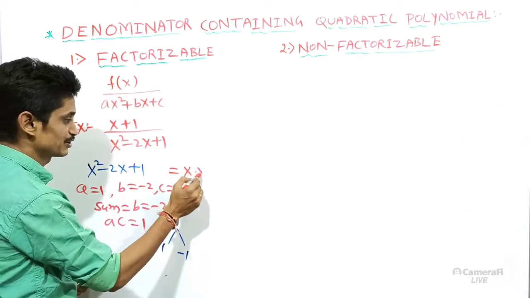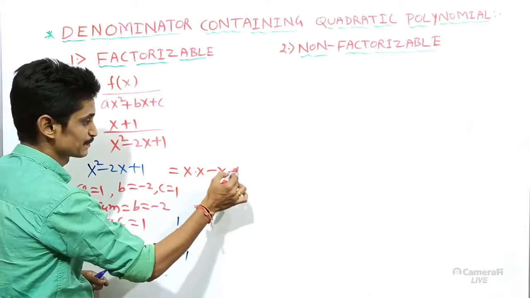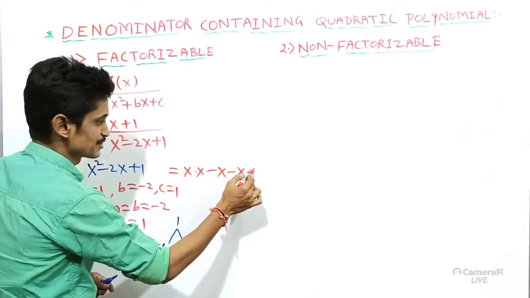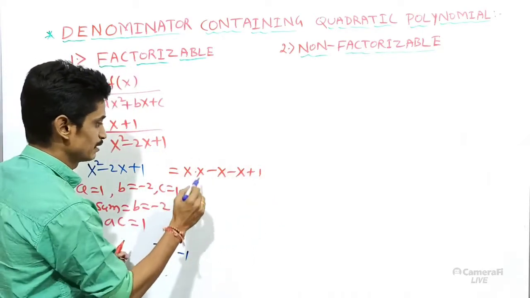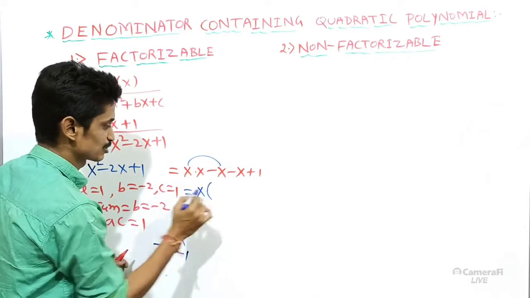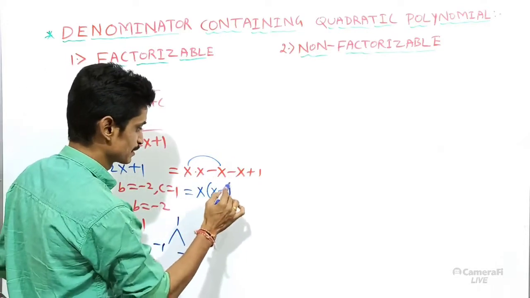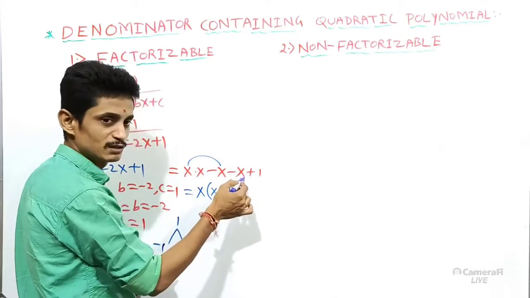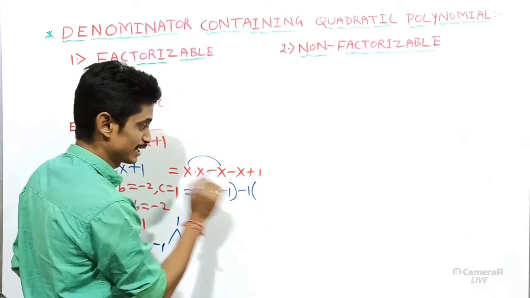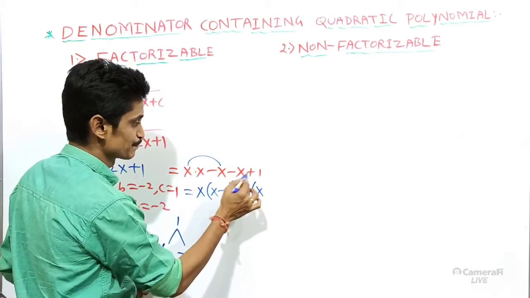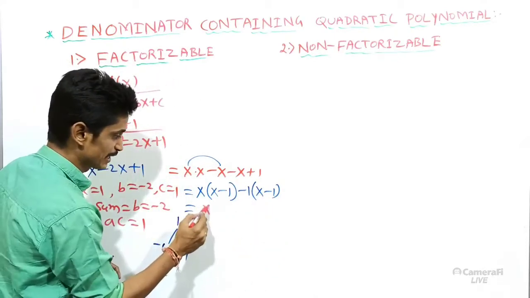Now we split this one. X square can be written as x into x, minus 2x, how do we split? Minus x minus x, and plus 1, just we write 1 into 1 as 1. Now I will take common from these two. x will go outside, remaining one more x minus 1. Here there is no common term, so 1 will always be the common factor. So I will take 1 common, minus 1 minus x should be plus x, plus 1 becomes minus 1. Once again we get a common term, that is x minus 1.